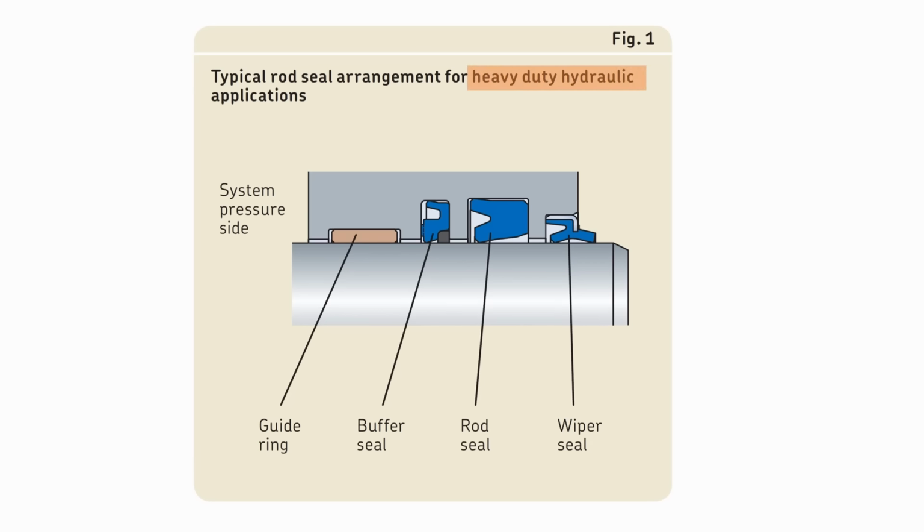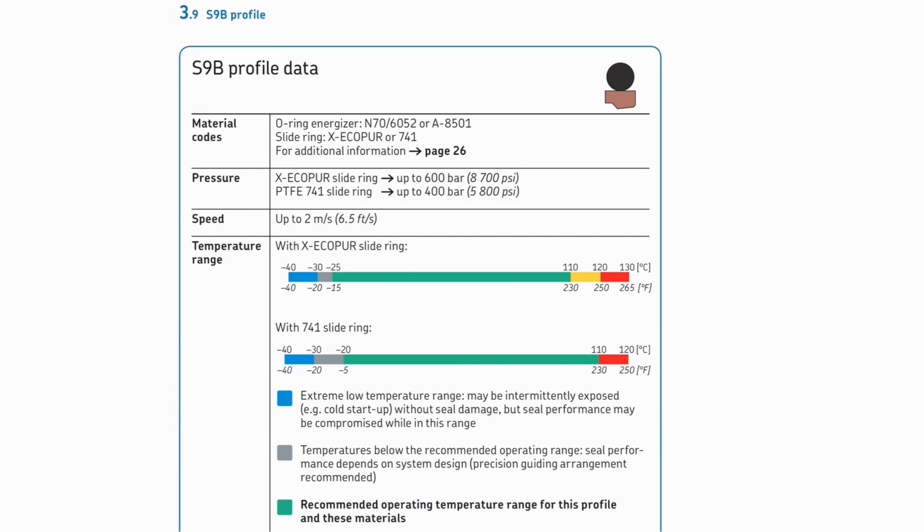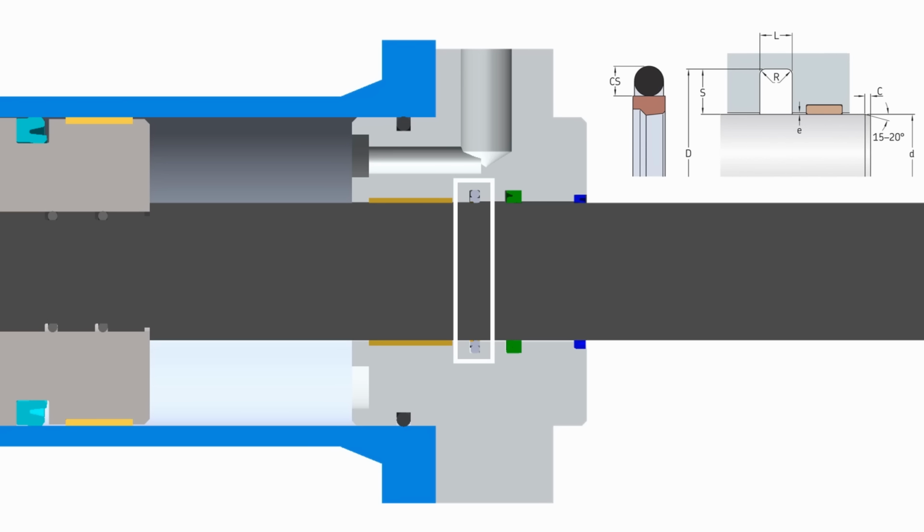So in heavy duty applications at high temperature and pressure, a buffer seal in combination with a rod seal provides an effective sealing system for the cylinder. These seals are usually made of Lubricene, which is softer than polyurethane, or PTFE with a neutral energizer. In our case, the buffer seal is not actually required, but just for understanding purposes, let's select a basic profile, S9B 8095.1 into 6.3, and make the groove as per the recommendation.